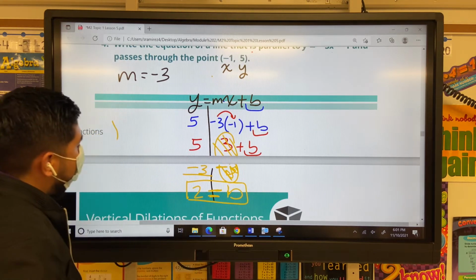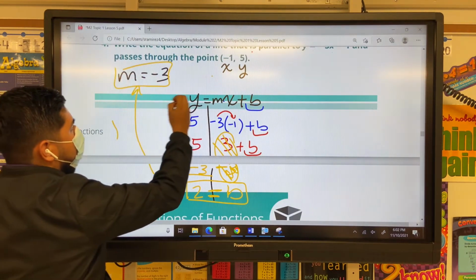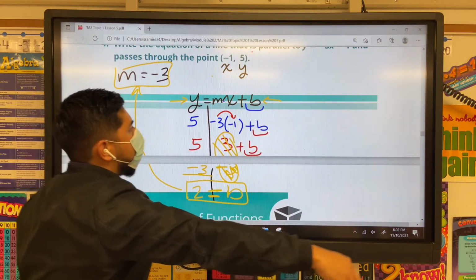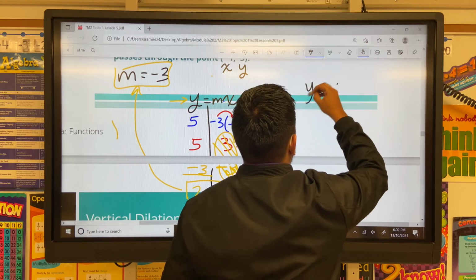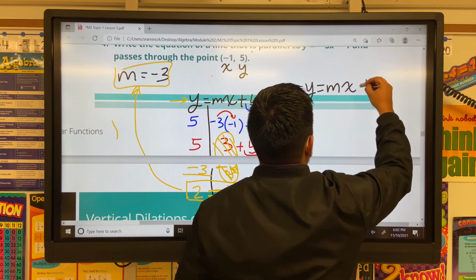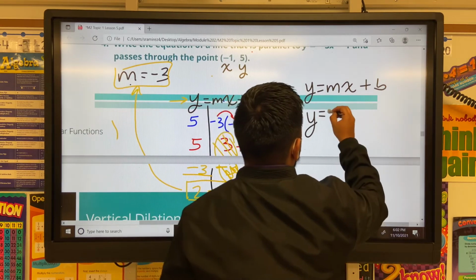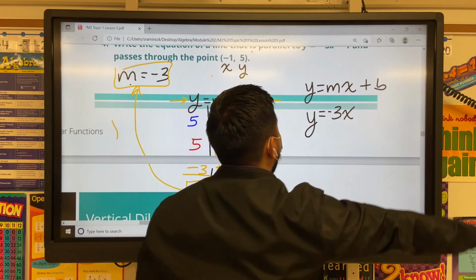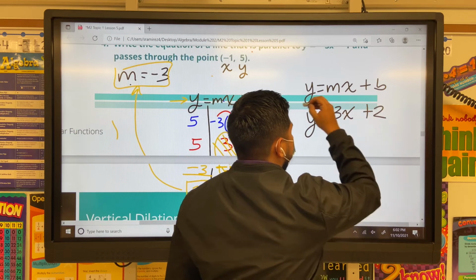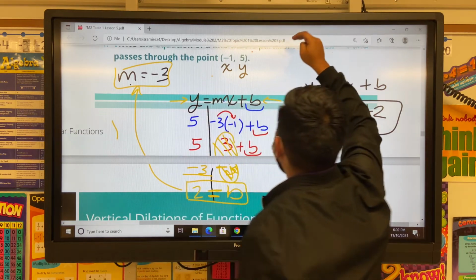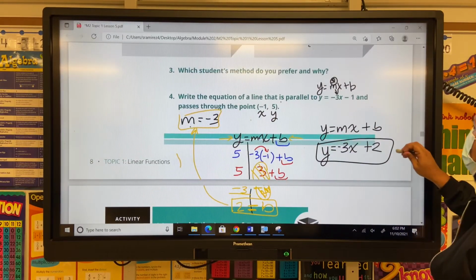Not done yet. We're going to use this b. We're going to use this m to write this equation. y equals -3, since the slopes are parallel, x with our new b from the party, plus 2 since it's positive. And there is the equation that is parallel to this line.